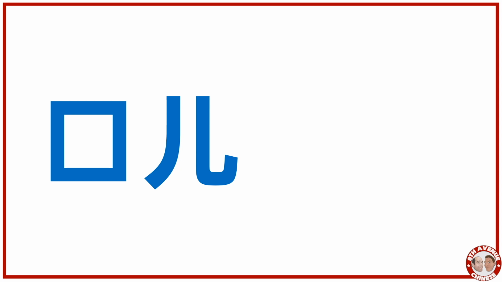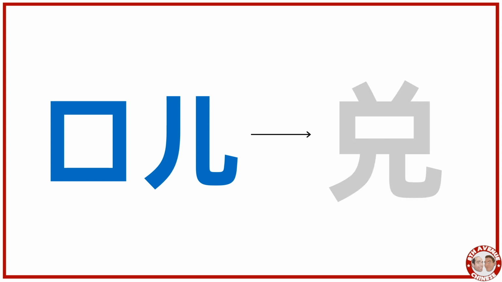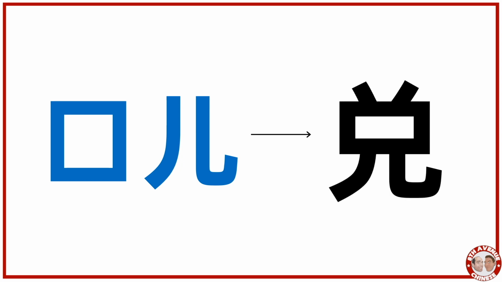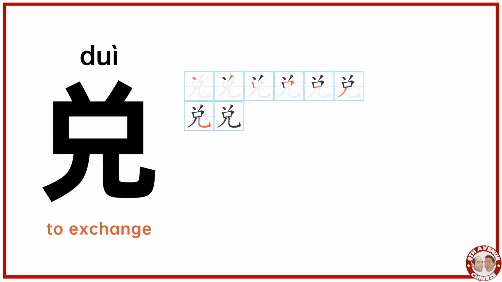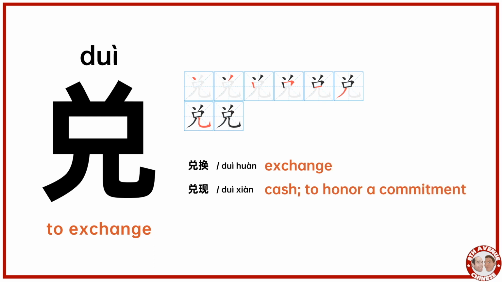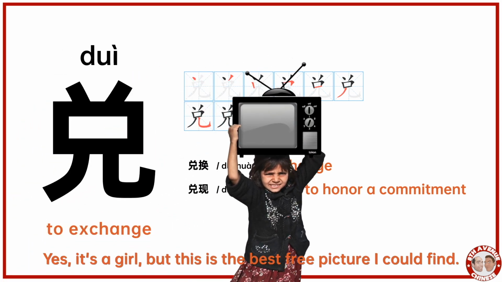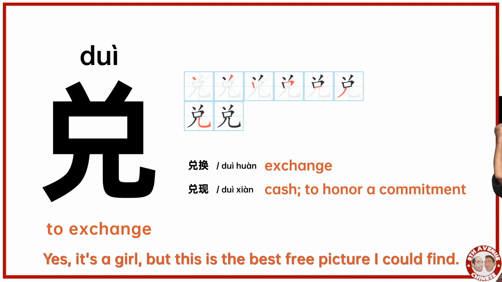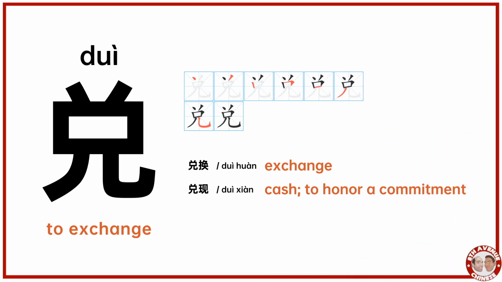Now, by combining these 2 characters like this, and adding these 2 little antennae to the top, we get 对, which means to exchange. We mentioned earlier that those 2 lines at the top there could be looked at as antennae, right? Well, to help you remember what this means, you could imagine a child or son carrying an old TV from his parents' house over to his friend's house to exchange it for something that he wants.